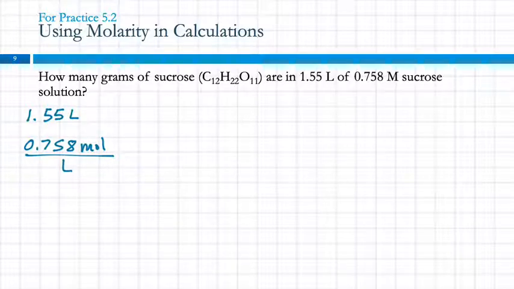So those are the 2 numbers I was given. And maybe I'm not sure which of those is my starting number, my given unit. But I can figure out what am I asked to find? Grams. So I'm trying to find grams of sucrose. And I'll just use the formula.